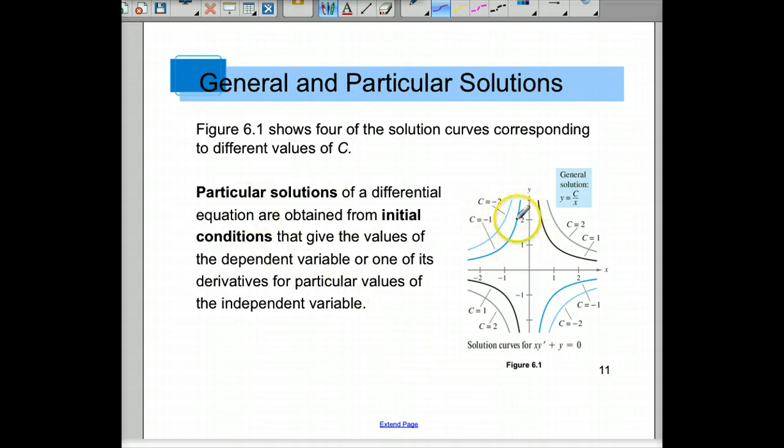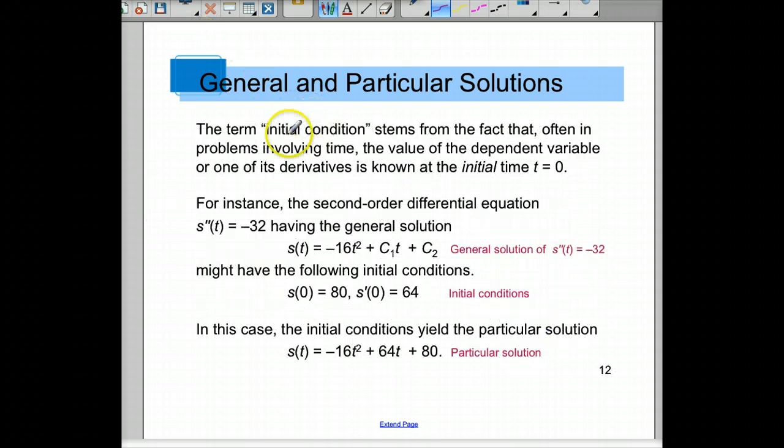Each solution curve here is a particular solution because it has an actual value for c. And we can get that particular solution by using initial conditions. And we've seen that before with position functions. So that initial condition actually stems from things involving time, where that initial time is t equals 0. So we've talked about the position functions. Position function's second derivative is the acceleration.